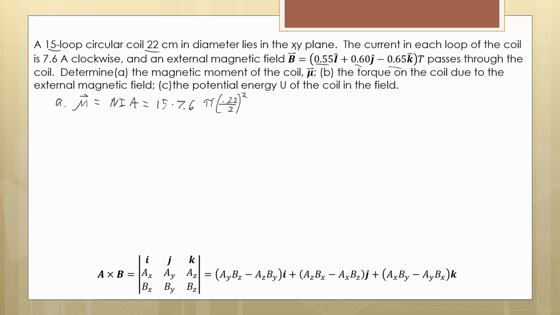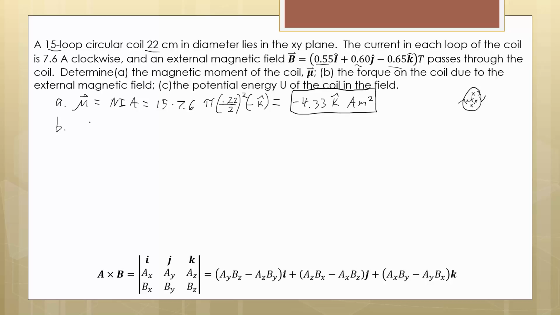Now because this is in the XY plane and the current is clockwise, you would imagine looking down on this loop and having the current go clockwise. So if we use our right hand rule where we curl our fingers around the loop, this magnetic field is going to be heading into the ground or into the page, whatever you want to say. So this is going to be in the negative K direction. So all of this works out to be negative 4.33 in the K direction, and the units on this are going to be amps times meters squared. So there we go, part A.